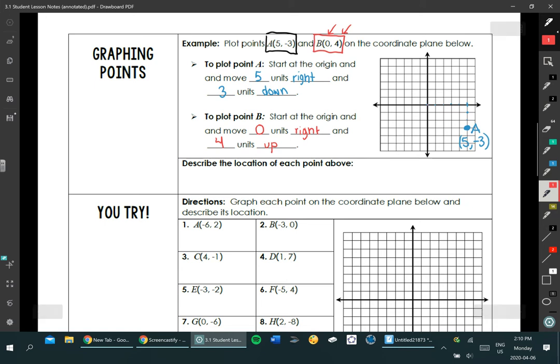So, okay, I put my pencil on the origin. I don't move. I move 0 units left or right. So I just stay the same. And then I move 4 units up. So 1, 2, 3, 4. That brings me to this point right here. And now I can label that point B. And it's 0, 4.